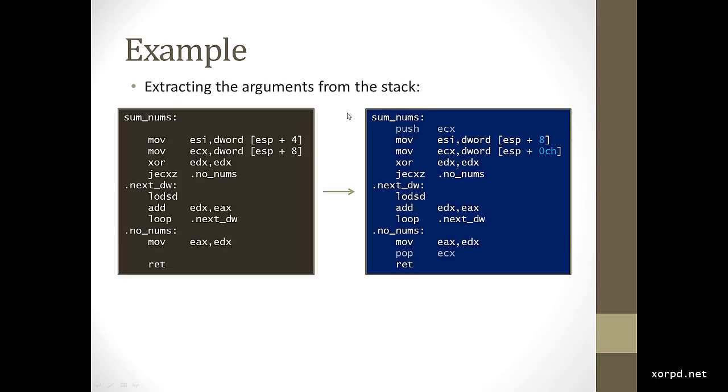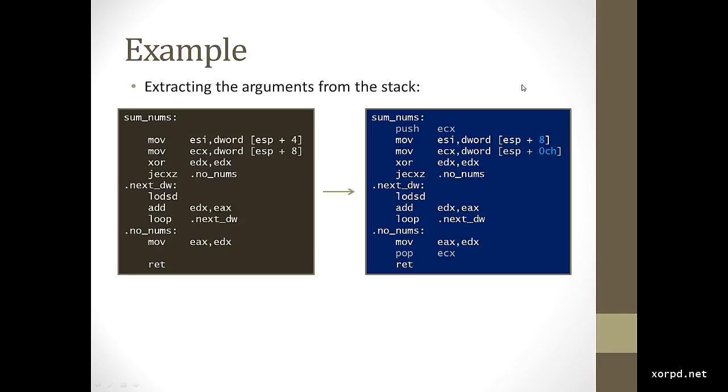Assume that we somehow remembered that we want to save ECX to the stack. So we add those two instructions, push ECX and pop ECX. As a result, we are going to have to change those two instructions, which extract the arguments from the stack, into those two new instructions. We can see that the offsets have changed. We changed 4 into 8 and also 8 into 12.